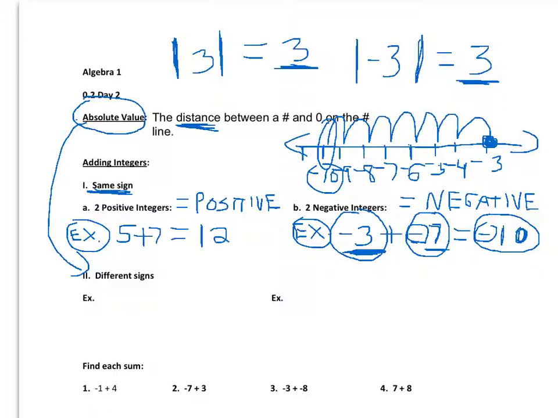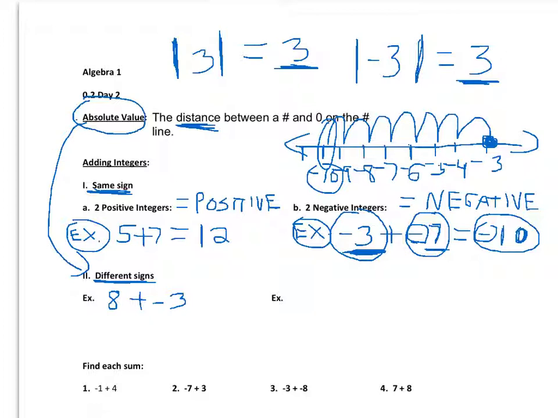Alright, the one example where we have to think a little bit here, and we use absolute value, is different signs. Okay, different signs right here. I'm going to give you two different examples. Let's say I'm going to give you 8 plus negative 3. When you add numbers with different signs, you basically can subtract the numbers and keep the sign of the number with the bigger absolute value, or the biggest absolute value.